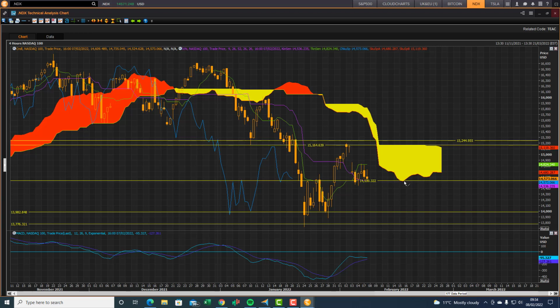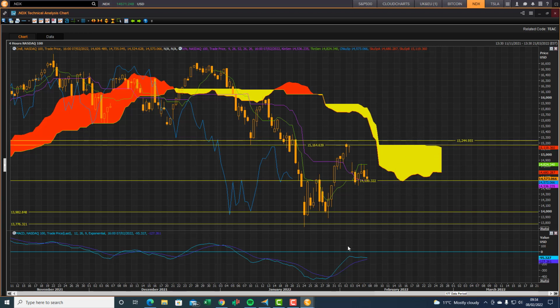So this front cloud support level there, watch out for a potential rebound from 14,539 if support comes in at that front cloud support level. But we do need to see a break out past this top end cloud chart resistance zone.